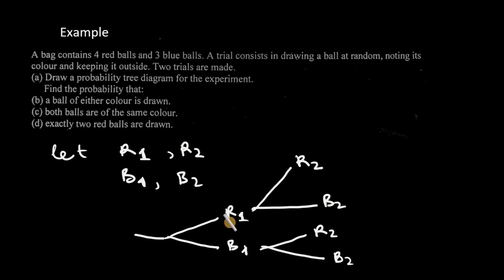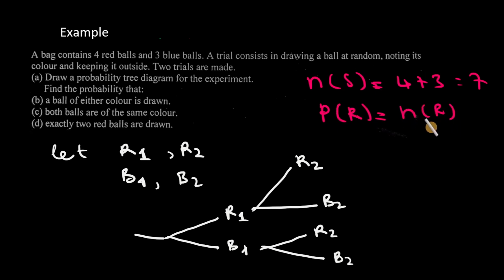So I need to write the probability of drawing the first red ball. You know, the total number of balls, which is n(S), is equal to 4 plus 3, which is equal to 7. S stands for the sample space. That is, the total number of elements in the sample space is equal to 4 plus 3, which is 7. And the probability of red balls is equal to the number of red balls over the number of elements in the sample space, which is the total number of balls. This is from the formula of probability, which is equal to 4 red balls over 7. That's the probability of drawing a red ball is 4 over 7.